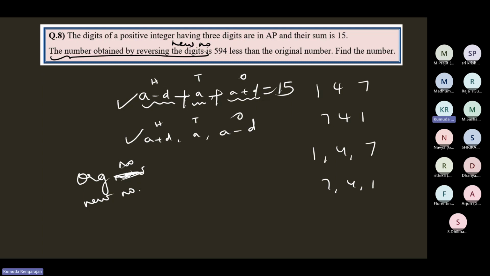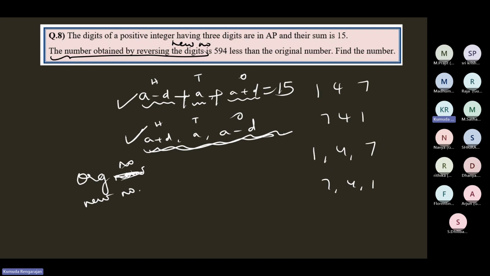So we'll go with the second assumption, A plus D, A and A minus D, because it's very clear from the next part of the question that the new number is 594 less than the original number. The new number is less, so the original number is greater. If the original number is greater, then go with this assumption. So let the digits of the original number be this.